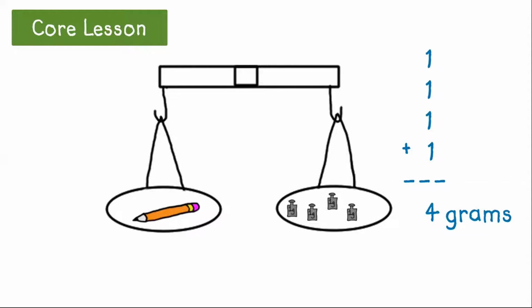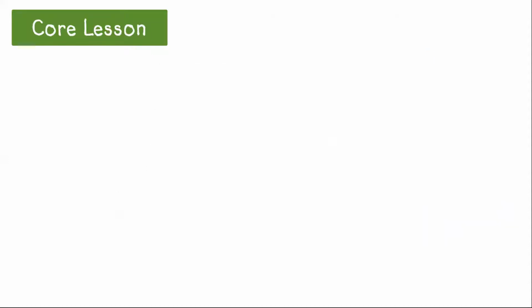Now the scale is not different anymore. Both sides are the same, at the same level. They are equal sides. So one pencil equals 4 grams. Next example.